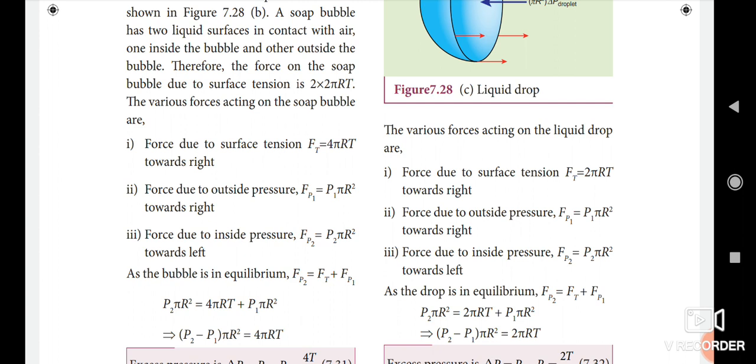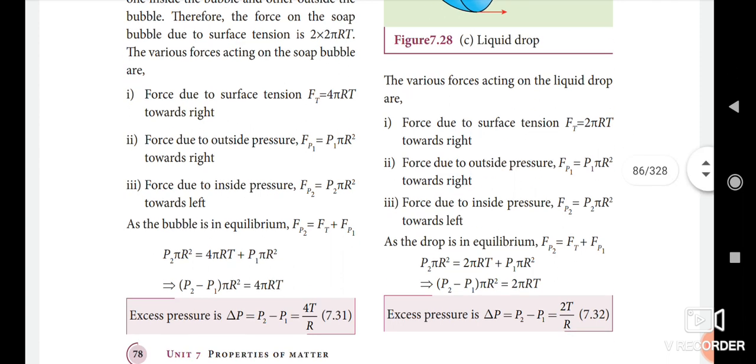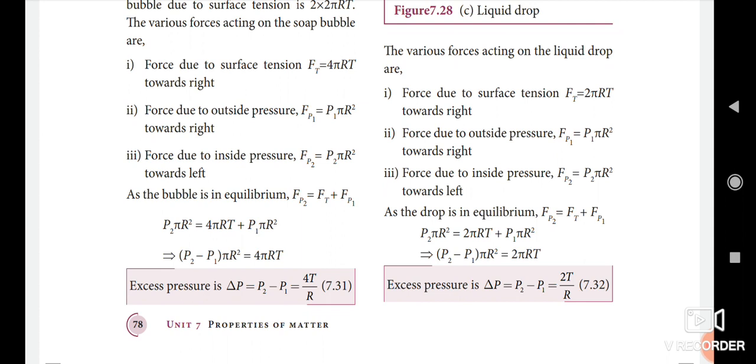Next, the force due to outside pressure is Fp1, and Fp2 means force due to inside pressure. First, the force due to outside pressure Fp1 is equal to P1 pi r squared, the same as that of the air bubble. The next one, force due to inside pressure, denoted as Fp2, is equal to P2 pi r squared.